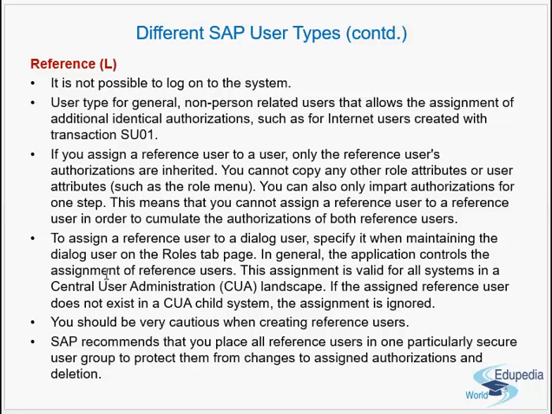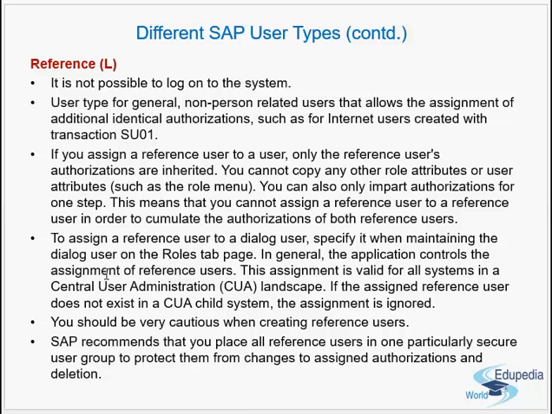Now if you assign a reference user to a user, only the reference user's authorizations are inherited. You cannot copy any other role attributes or user attributes such as the role menu. So if you assign a reference user to a particular user, then only the authorizations are inherited. The other things like the user attributes or role attributes are not copied. And you can also only impart authorizations for one step.